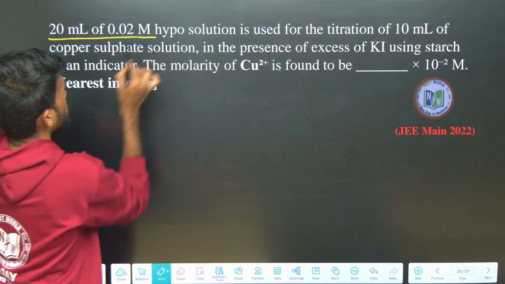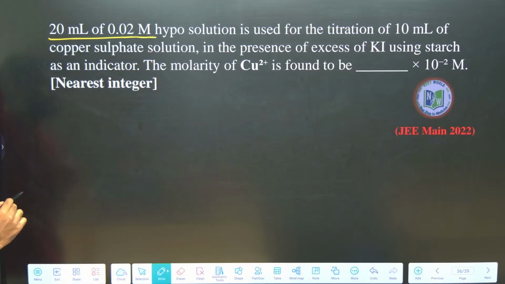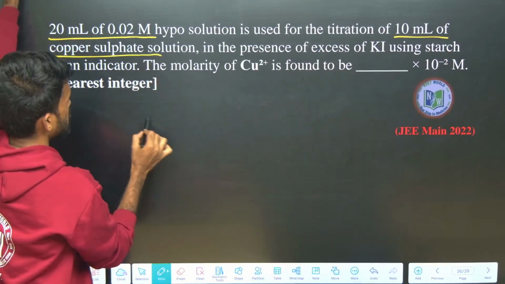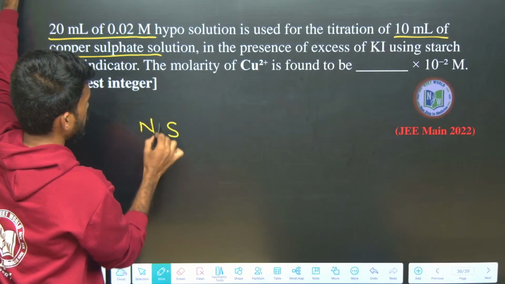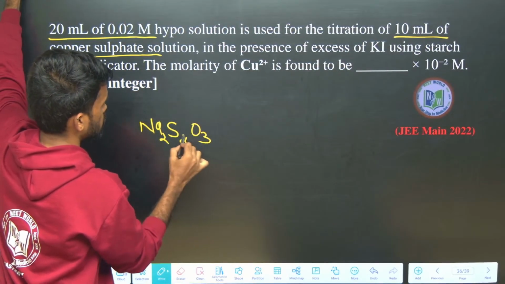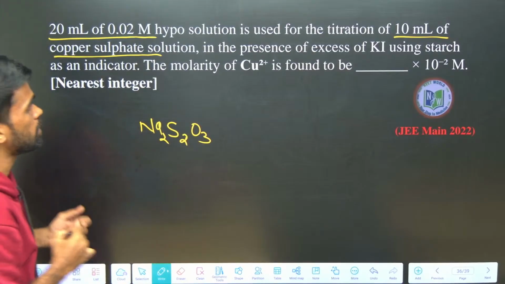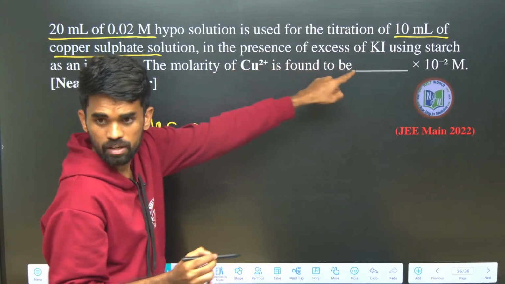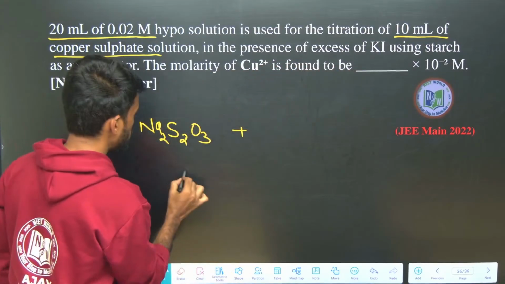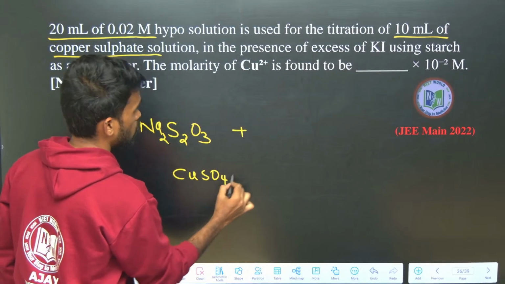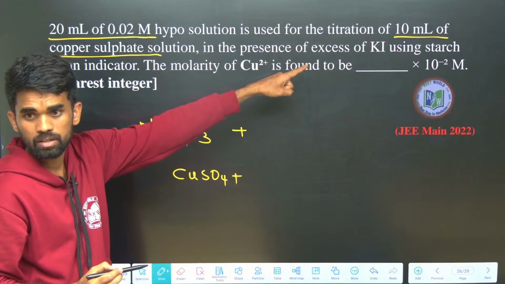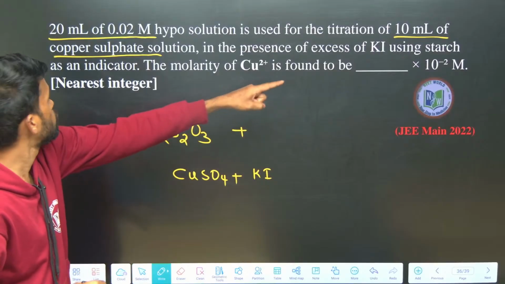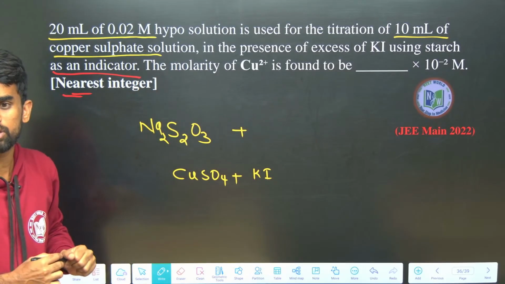Next, look here. 20 ml of 0.02 molar hypo solution is used for titration of 10 ml of copper sulfate. Hypo means Na2S2O3. So this is the solution used for titration of copper sulfate in presence of KI. It means you take copper sulfate first, in presence of KI, using starch as an indicator. What is the molarity of Cu2+ ion, they are asking.